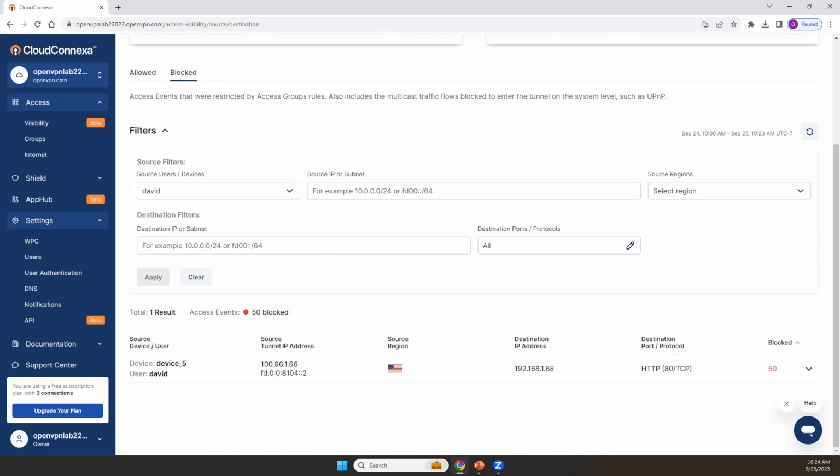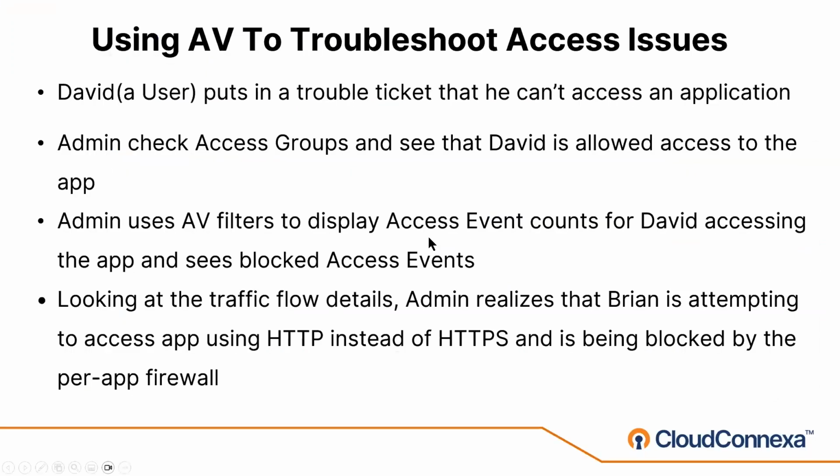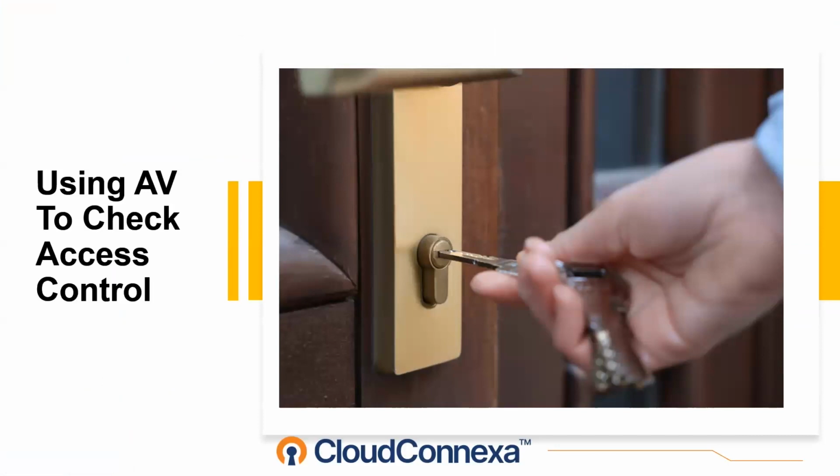Now, going back to the slide, I'm going to look at another scenario here: using access visibility to check access groups. You can check the access groups and perhaps firewalls that are being enforced through the access visibility. Again, this is another good way to make sure that people have access to certain resources they can access, and other people don't.